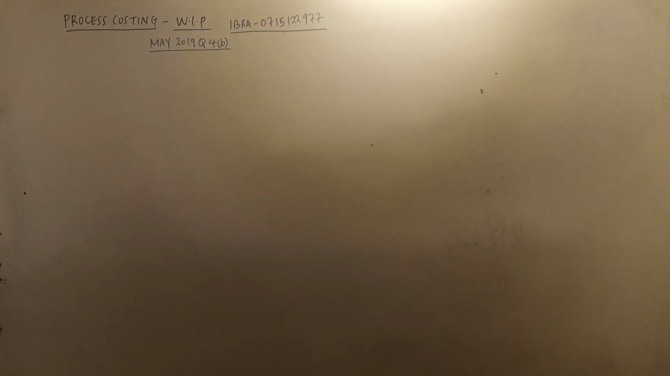Now, the following information was obtained from the books of Mambo Yote, a manufacturing company based in Coastal Town, for the month of April 2019. We have the opening inventory of 50,000 units. Then the valuation: material at 250, labor at 100, and overhead at 250,000. We have the units introduced, 200,000. Cost incurred: 1 million for material, wages 750,000, and overheads 700,000.